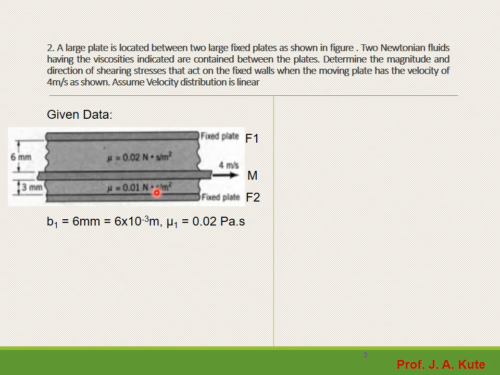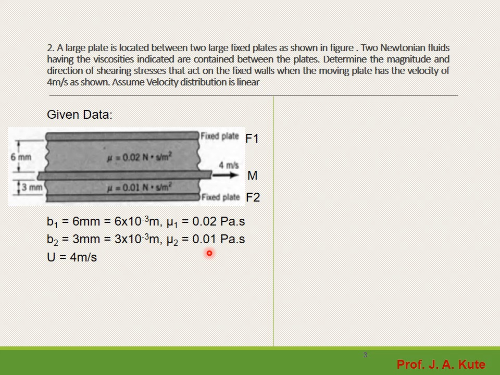So b1 is the distance of the fixed plate from the moving plate, that is 6 into 10 raised to minus 3 meter, and viscosity mu1 is 0.02 Pascal second. Similarly for plate 2, it is 3 into 10 raised to minus 3 meter from the moving plate, and the viscosity is 0.01 Pascal second.